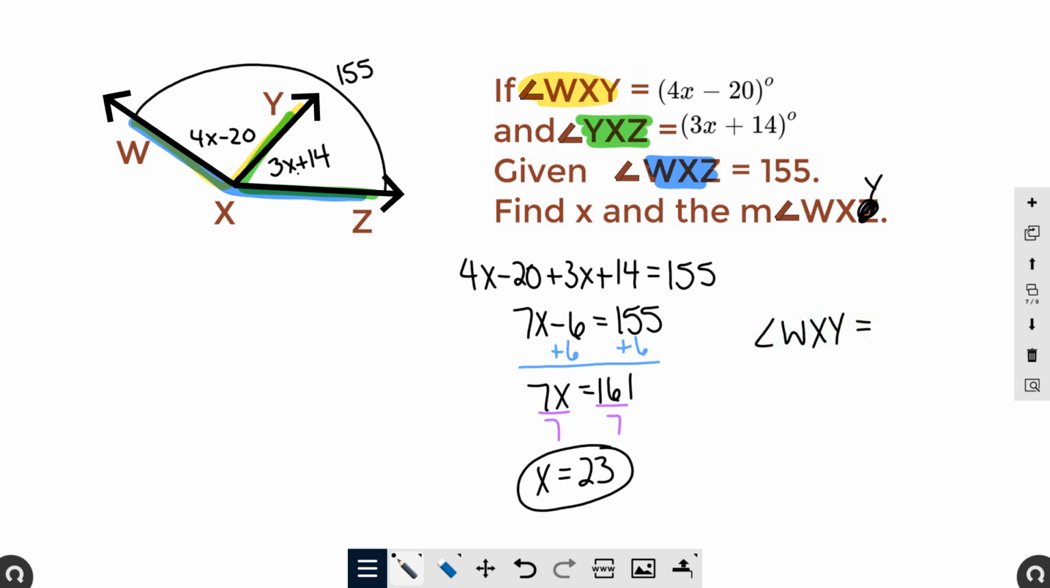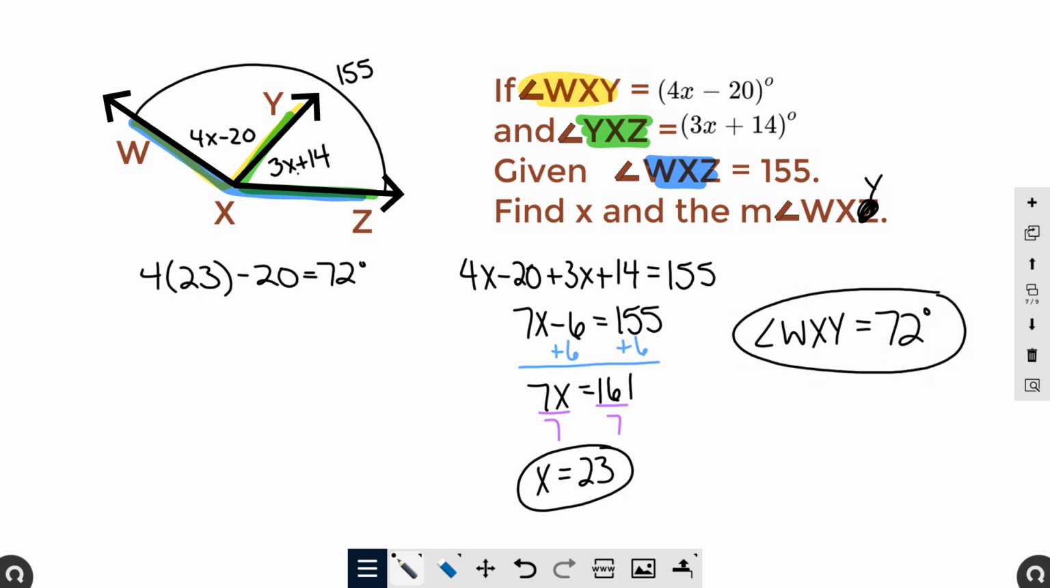So in order to do that, we would just plug in 23 for x. So let's do 4 times 23 minus 20. And somebody with a calculator can do that for me. Huh? 72. So the measure of that part would be 72 degrees, or if you just put 72, that's okay if you forget the degree symbol, because that's obviously an angle.